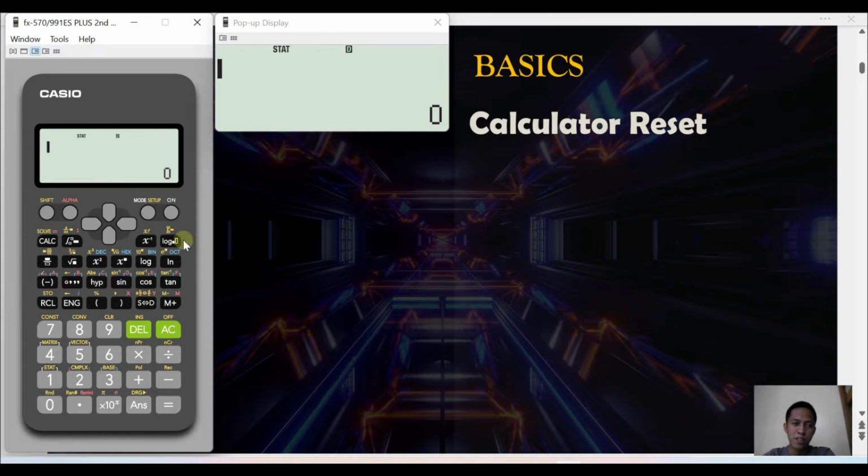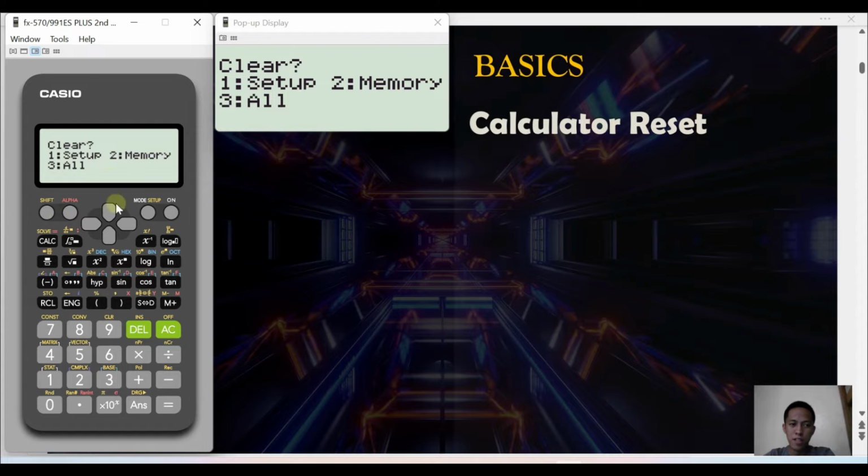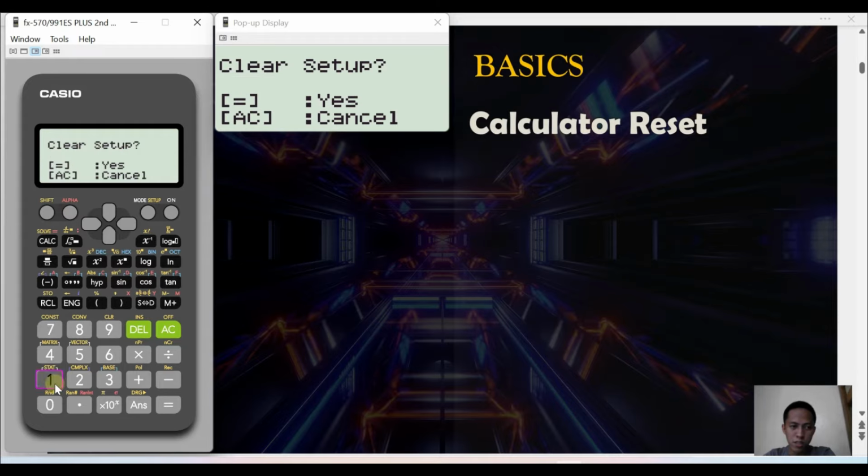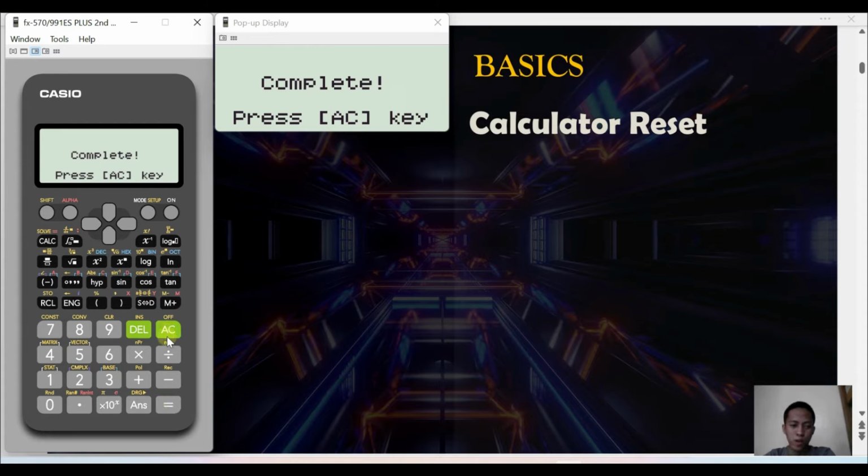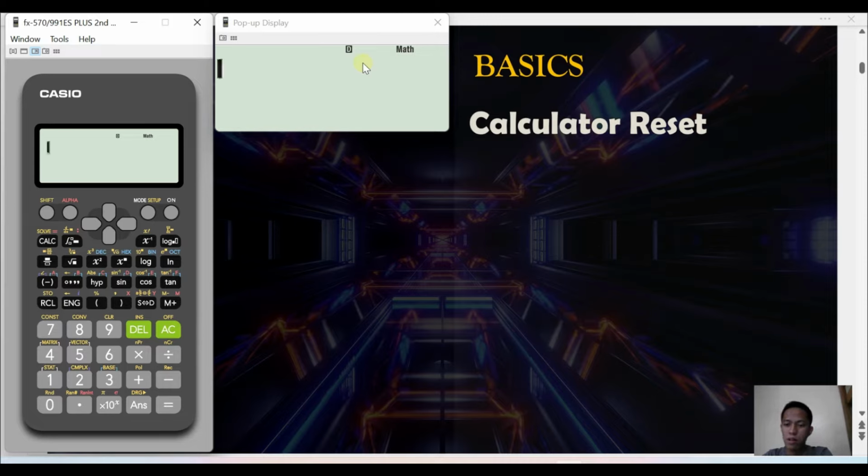Okay, so naka-stat na siya. Ayan, nakita nyo sa aking pop-up display. If you press shift and 9, that's clear. Okay, calculator reset. And if you press 1 and you press equal, so that is yes. So AC, so it will revert back to its original setup or mode.